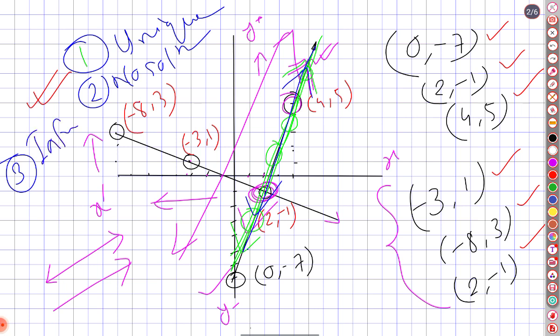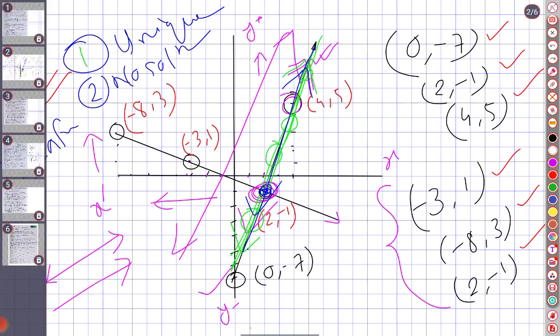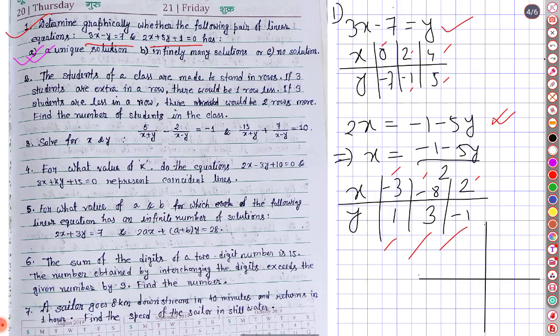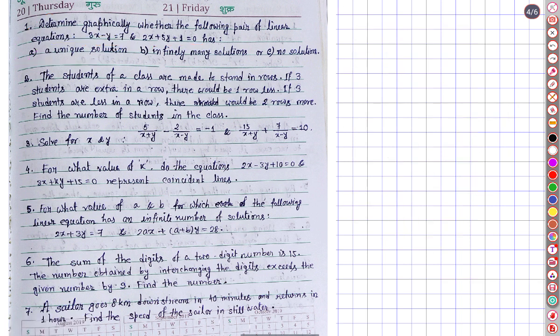So in this case we can see one point of intersection, that means these two lines have a unique solution. Okay, fine. Second question. Second question is a very nice question.